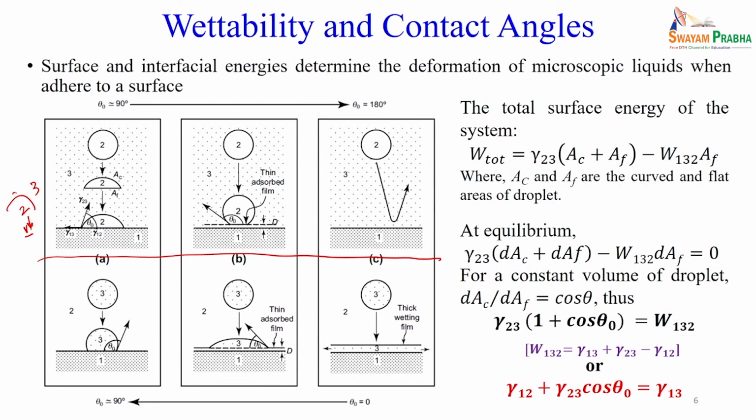So, if you want to calculate here the work of adhesion, the total adhesion will be, let us say this particular area is the AC and this particular area is the AF. So, gamma 2 3, the interaction between 2 and 3, will act upon both the surfaces. So, gamma 2 3 will act on the AC plus AF.